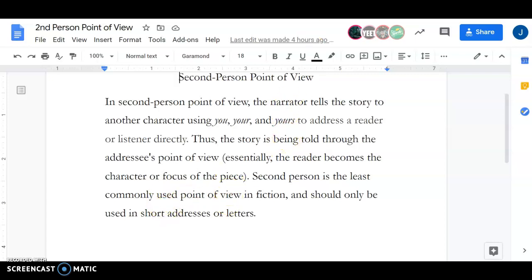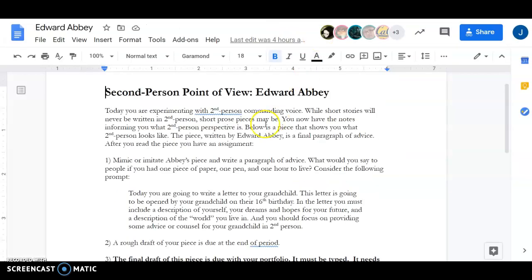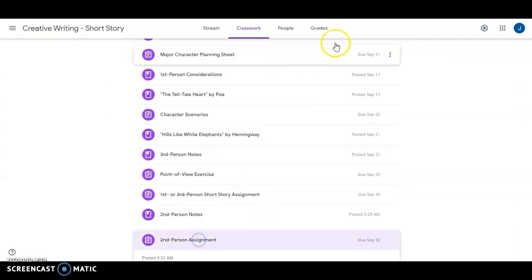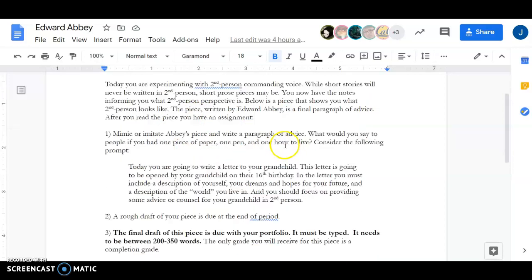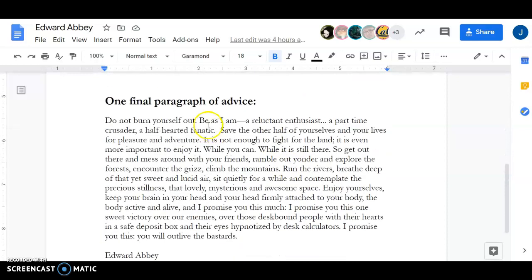There's the quick summary of the rules here. What I'm asking you to do today is in this second person piece. The document right beneath here is a second person assignment. You're experimenting with the second person commanding voice. What I want you to do is mimic this Edward Abbey piece, which is down below, and I'll let you read it on your own.